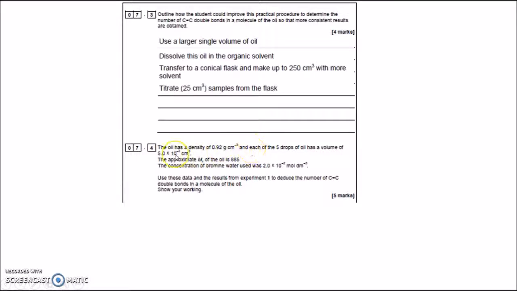0.92 is mass divided by 5.0 times 10 to the minus 2. Density is mass divided by volume, so mass is density multiplied by volume. You're multiplying those two numbers, first of all, to get the mass of the oil: 0.92 times 5 times 10 to the minus 2. Now you've got to put a 5 in there as well. Each of the drops has a volume of those, and you're using 5 drops.